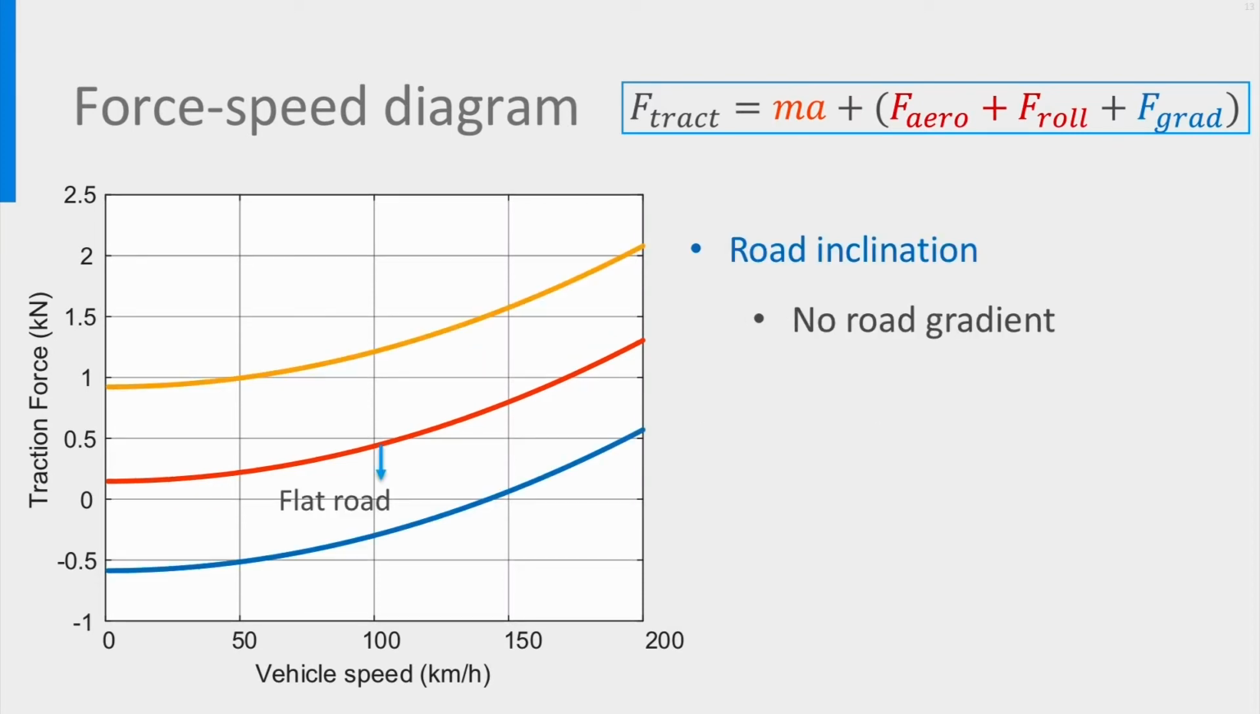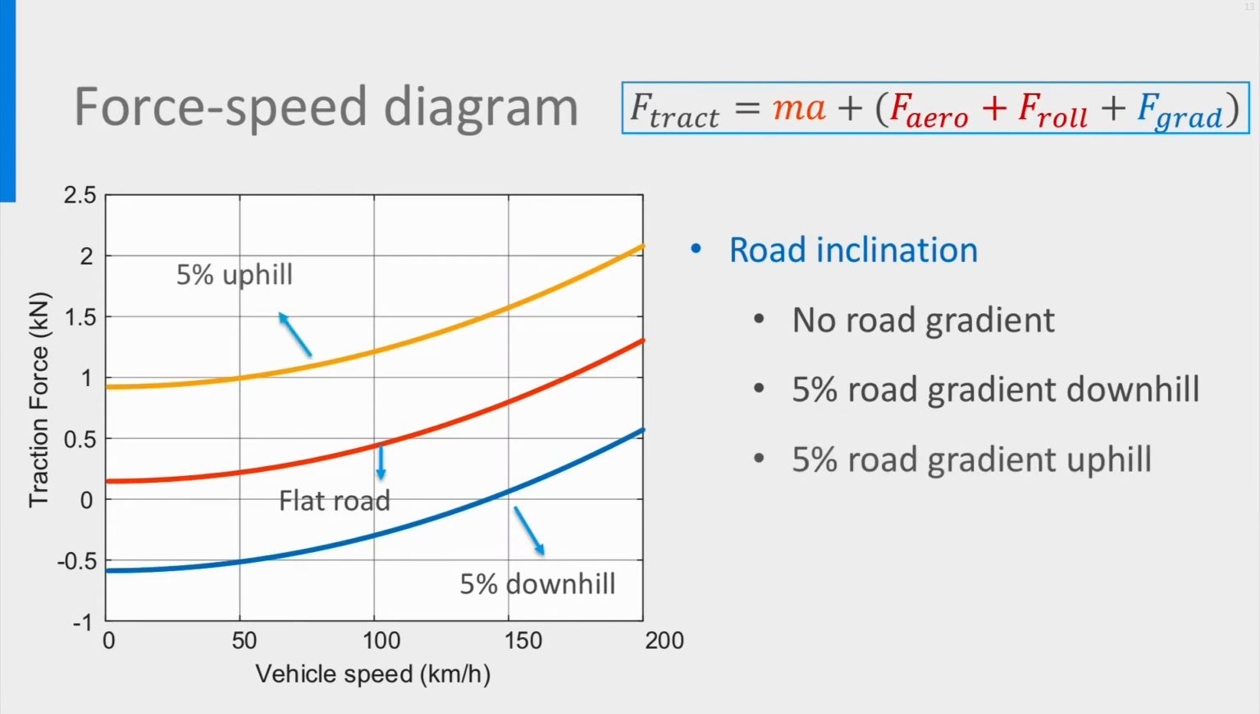Let us now investigate 3 road conditions: a flat road, a 5% uphill gradient, and a 5% gradient downhill. We can see in the downhill condition that the traction force needed for low speeds is negative, as the gradient force is larger than the combined rolling resistance and aerodynamic forces. On the other hand, the uphill gradient requires a significantly higher traction force for the same speed than the 0% or the downhill gradient.